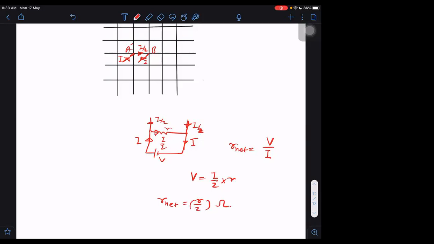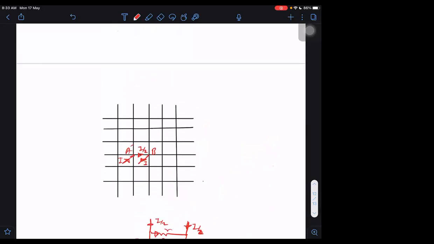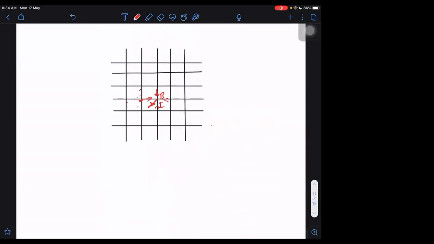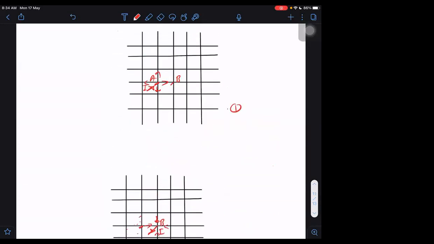Sir, can you explain how AB is I by 2? AB is I by 2 by superposition. This is superposition of which cases? Case 1 and case 2. What is 1 and what is 2? This is case 1, where B is not connected to anything. Only A is taking the current and is sending the current in all directions.